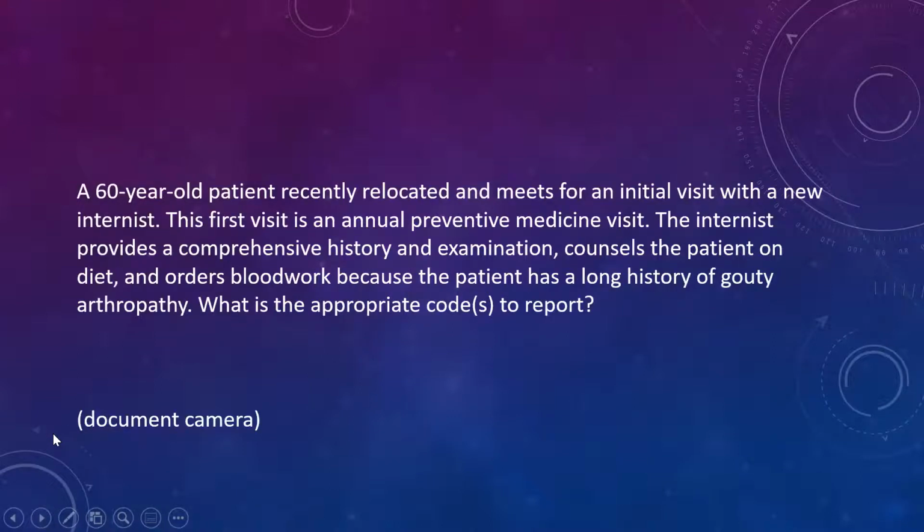All right, this is a very long question. This is a 60-year-old patient, recently relocated and meets for an initial visit with a new internist. This first visit is an annual preventive medicine visit. The internist provides a comprehensive history and examination, counsels the patient on diet, and orders blood work because the patient has a long history of gouty arthropathy. What are the appropriate codes to report?